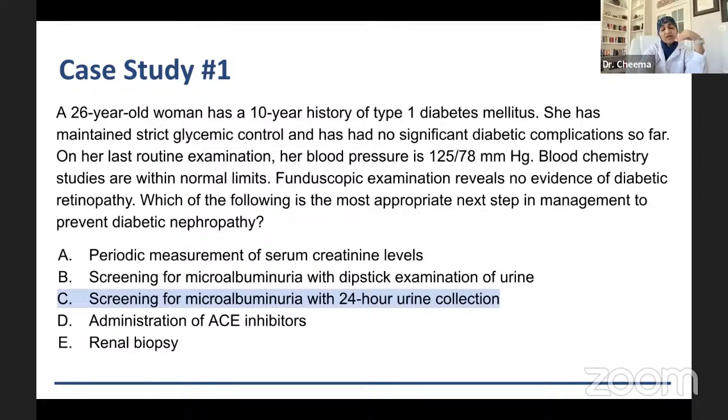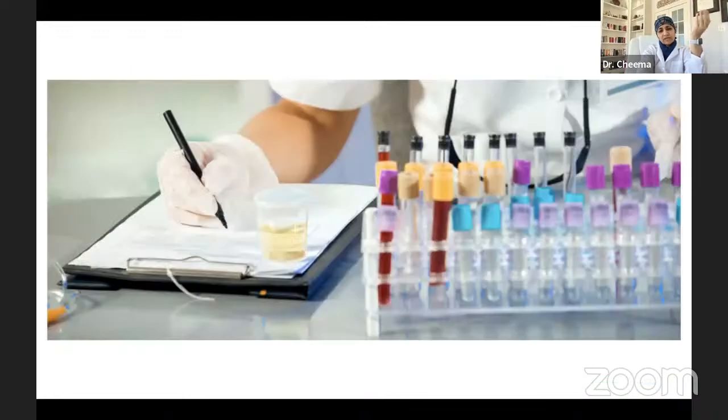So there's no microalbuminuria, so we have to screen first. And the patient is normotensive. You can see in our case study, the patient is normotensive. And the last choice is renal biopsy. Renal biopsy is not indicated in asymptomatic diabetic patients. So that is a method of prevention of renal disease. Next, you can see the microalbuminuria test we do. We send the sample to the lab, they do analysis for microalbuminuria, and this is how we can screen for diabetic nephropathy.